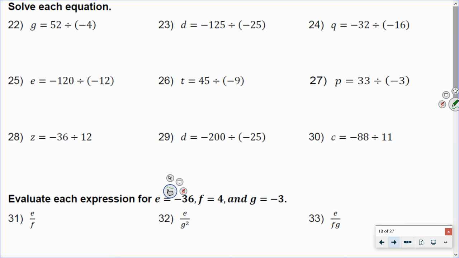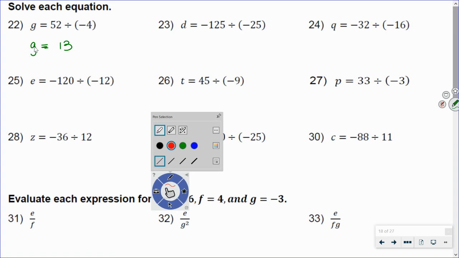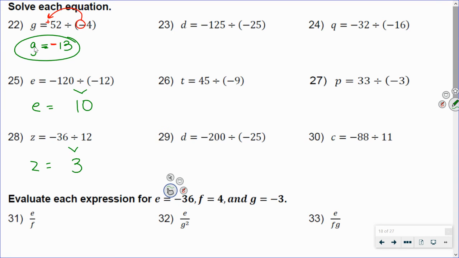Back is some division. G is equal to 52 split into 4 parts. Now, I can tell you 52 split into 4 parts is 13, but wait a second. There we go again. The opposite of that positive will be negative. Now with that in mind, let me go ahead to both of these problems. 120 split into 12 is 10, 36 split into 12 is 3.